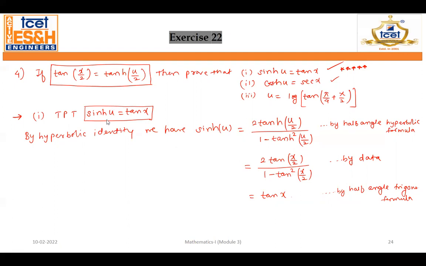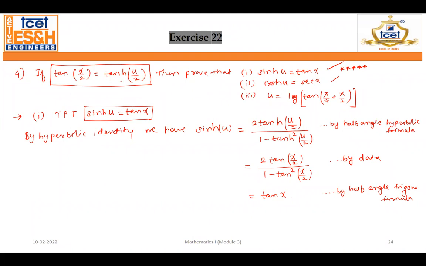Now look, to prove sine hyperbolic of u is equal to tan x, on the basis of this information, tan of x by 2 is equal to tan hyperbolic of u by 2, at the most we can connect sine hyperbolic of u with tan hyperbolic of u by 2. These two have some connection.